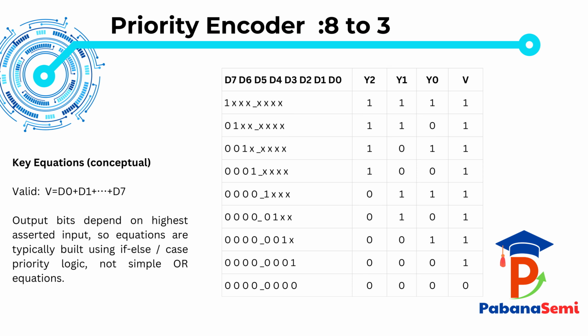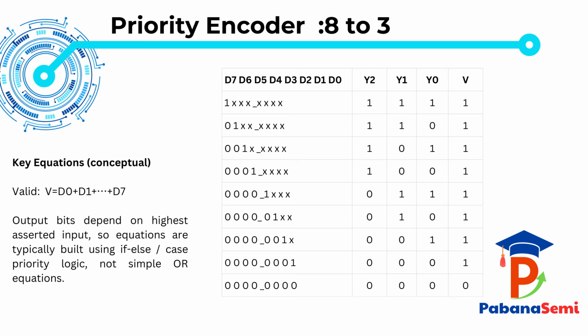On the right, the table uses X to represent don't care inputs. This highlights the priority behavior clearly. For example, when D7 is 1, the output is always 1, 1, 1, regardless of what D6 down to D0 are doing. If D7 is 0, but D6 is 1, the output becomes 1, 1, 0, again ignoring lower priority inputs. This continues down until the lowest case, where only D0 is 1, producing 0, 0, 0.